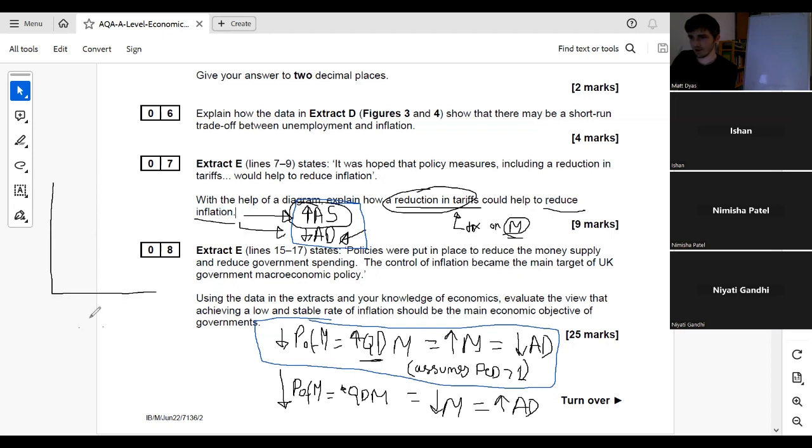So let's imagine we've got two cases. Elastic demand for imports and inelastic demand for imports. Now, like I said, usually we assume this is the case. And that means if imports get cheaper, let's say P1 to P2, which is what we've been talking about here, a reduction in tariffs.